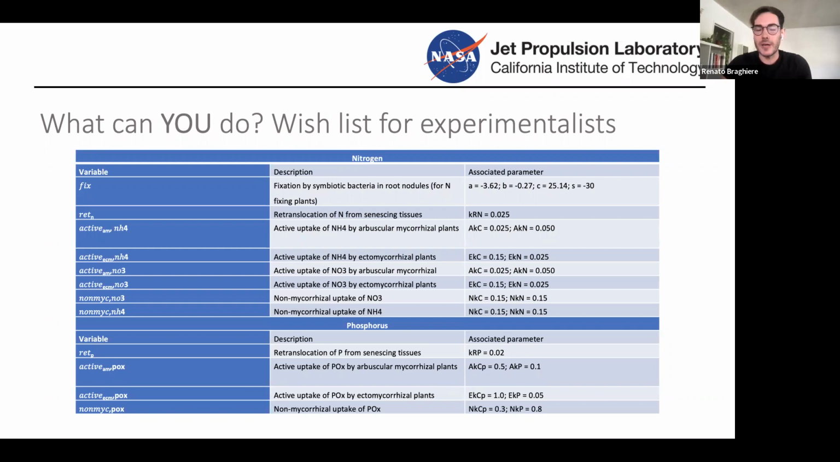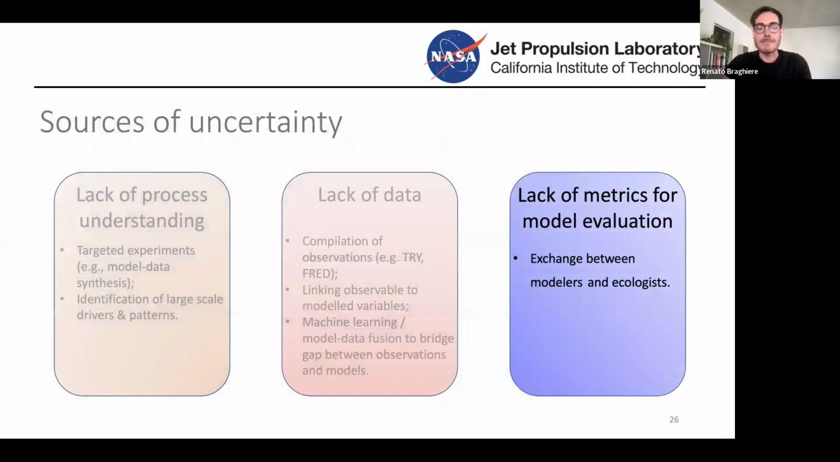But we don't have this type of data. So that's why we have to use the universal observables to derive those parameters. And finally, just to finish here, the lack of metrics and this actual exchange between modelers and experimentalists.